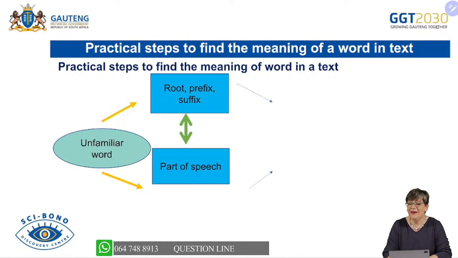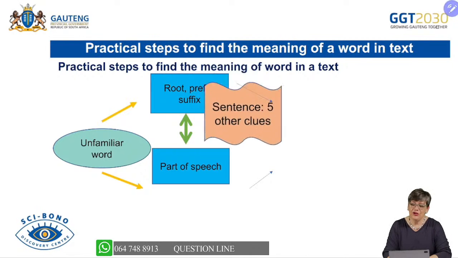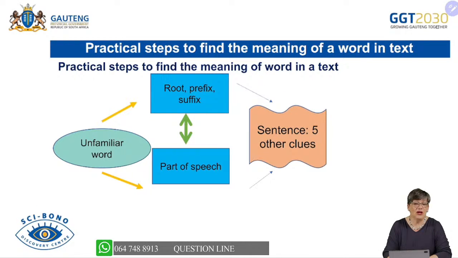Because obviously, if you can figure out it is a verb, then it must be some kind of action that's been done. If it's a noun, then you know it's something physical there. Now, you've looked at the word. You might still have some trouble figuring out the meaning. So let's get a bigger picture. What you need to do now is look at the sentence in which this word appeared. You might find 5 other clues there.